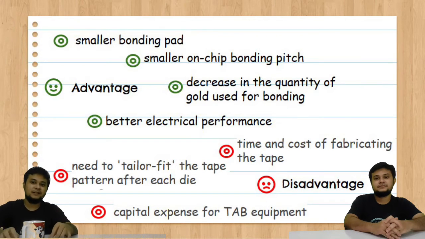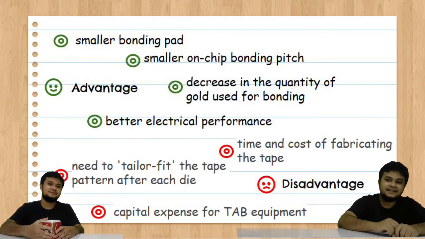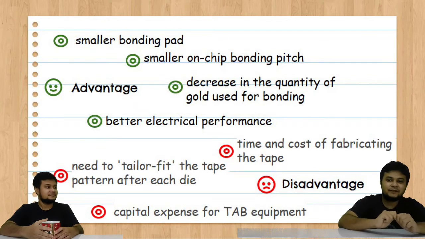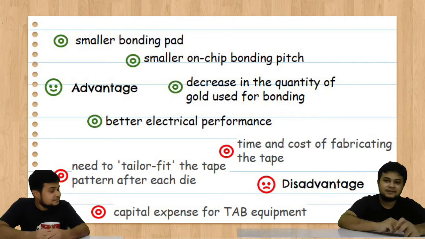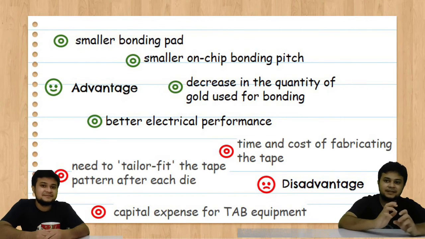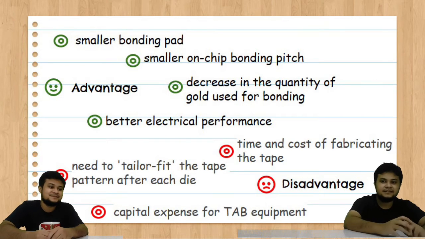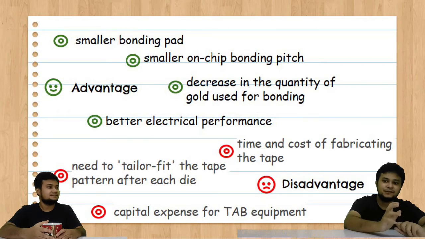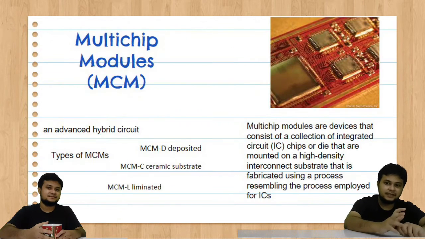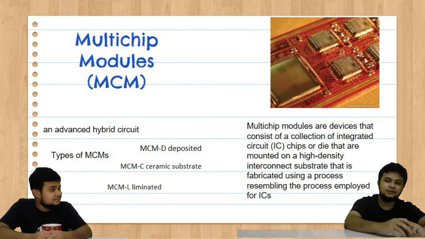Third, it reduces the quantity of gold needed for bonding, and lastly, it has a shorter production cycle time, resulting in better electrical performance. On the other hand, tape automated bonding has the following disadvantages. First, the time and cost used to fabricate the tape. Second, we need to tailor fit the tape pattern to each die. And third, there is capital expense for TAB equipment, since TAB manufacturing requires a set of machines different from those used by the conventional process.